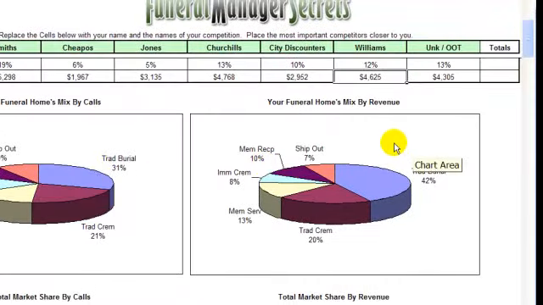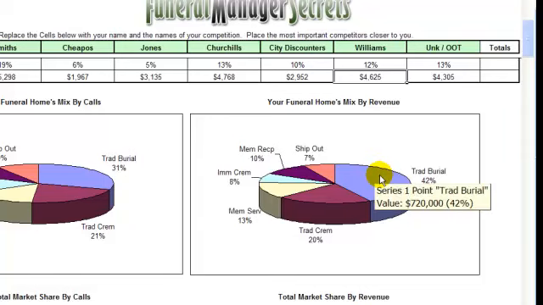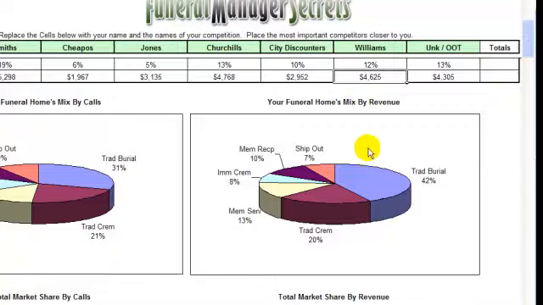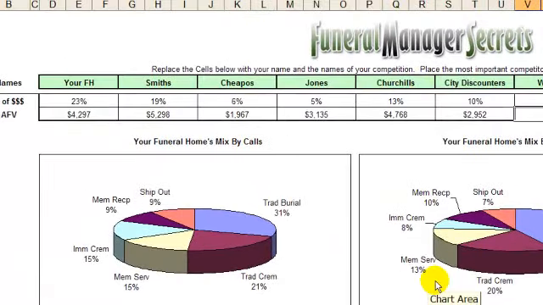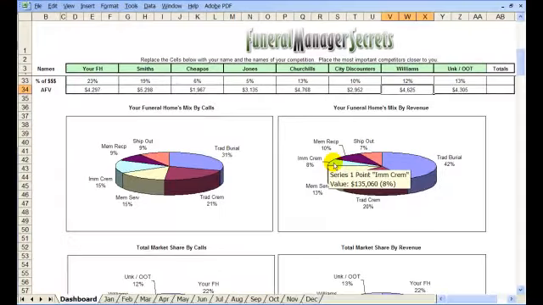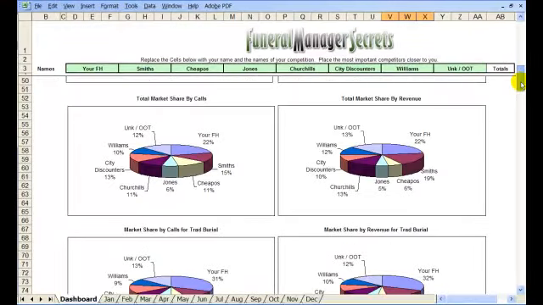Now, what you can look at here is, although 31% of your calls are traditional burial, 42% of your revenues comes from those calls. So you can start to see which calls are more important. Here, 15% of your calls are immediate cremation, but those only give you 8% of your overall revenue. We'll scroll down.